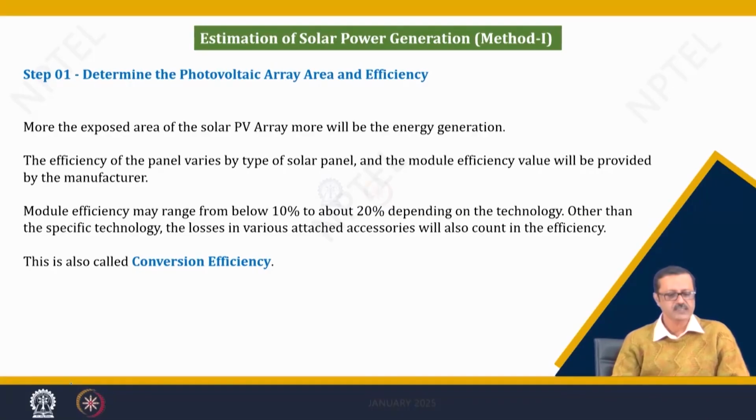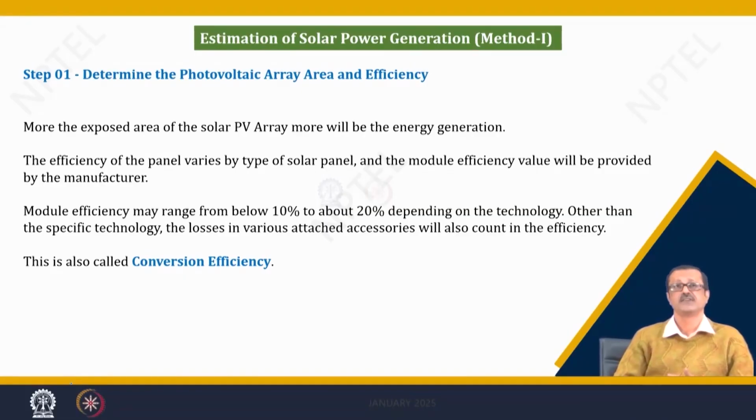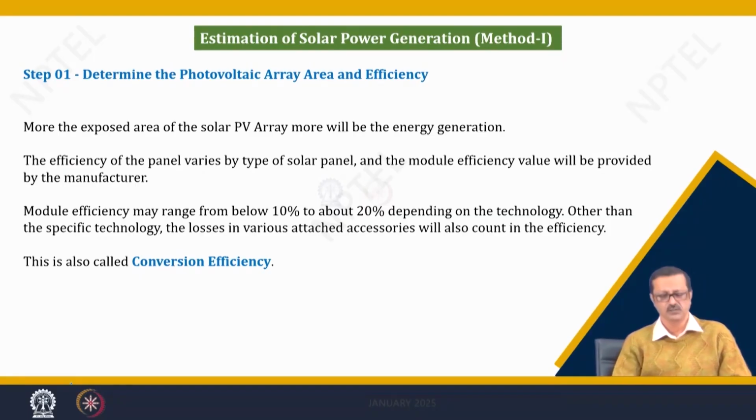So, in the first step we will determine the photovoltaic array area and its efficiency. How much area I can provide, I have to see from the space and the available area or available dimension of the rooftop or whatever, and also I have to see how much is the efficiency of the PV that I am going to install. Unfortunately, till today the module efficiency is not very high, it is 10 to 20%. People are doing a lot of research in this area to improve the efficiency to above 20%, and this efficiency is called the conversion efficiency.